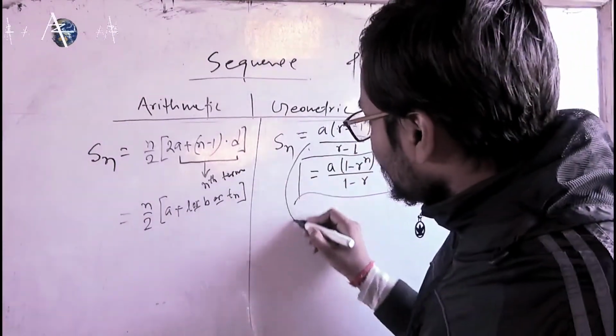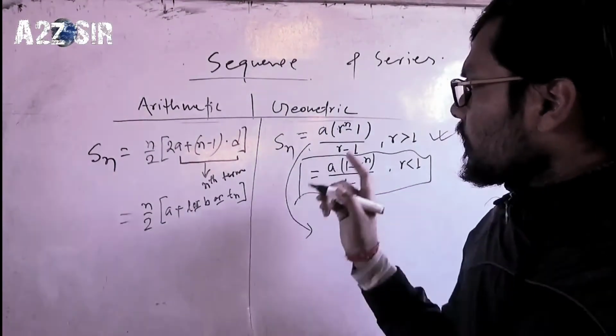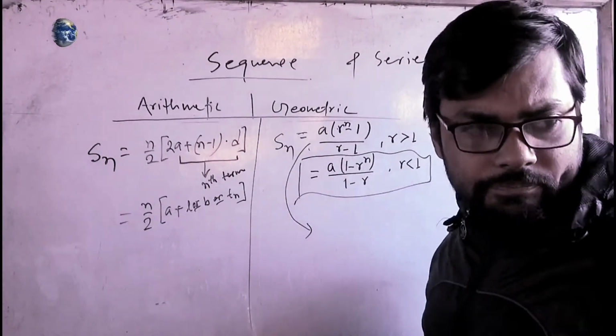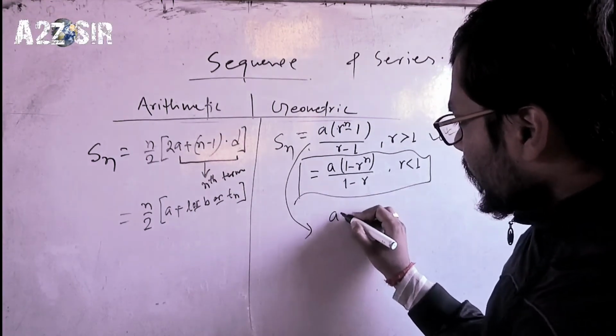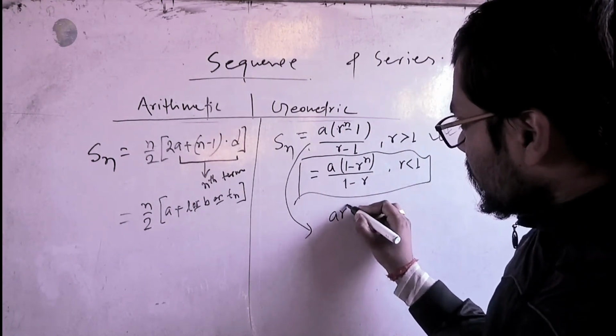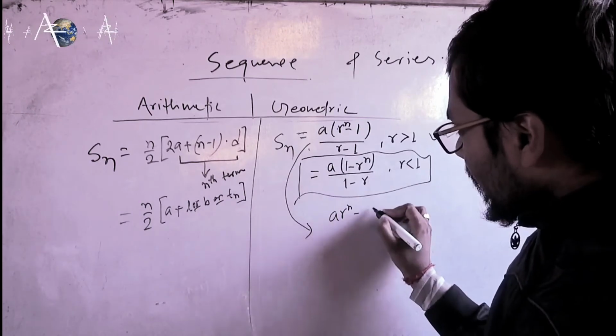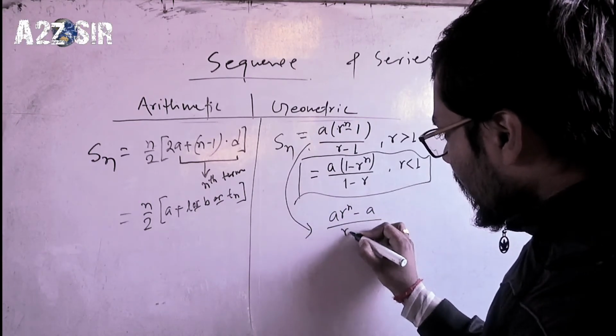So how can you get this sum when the last term is given? For this you can use a into r times the last term, minus a, divided by r minus 1.